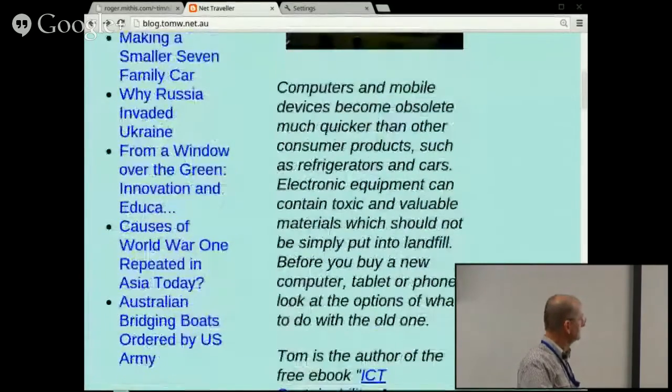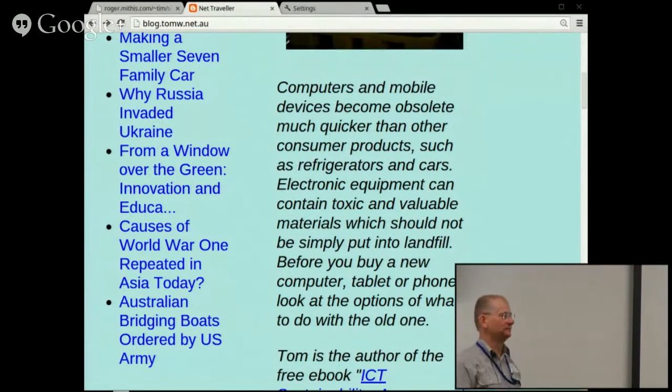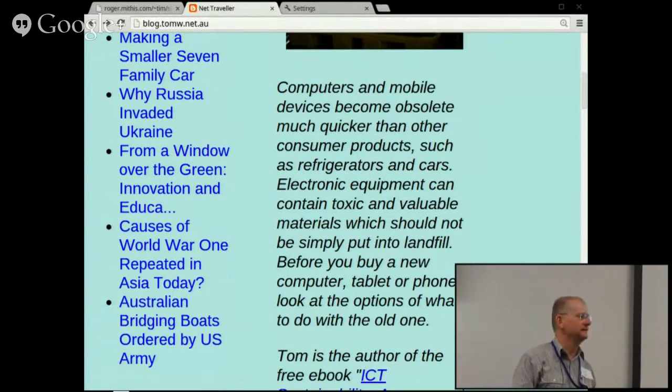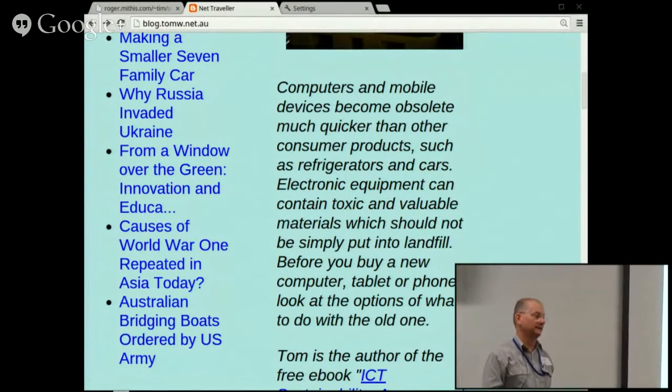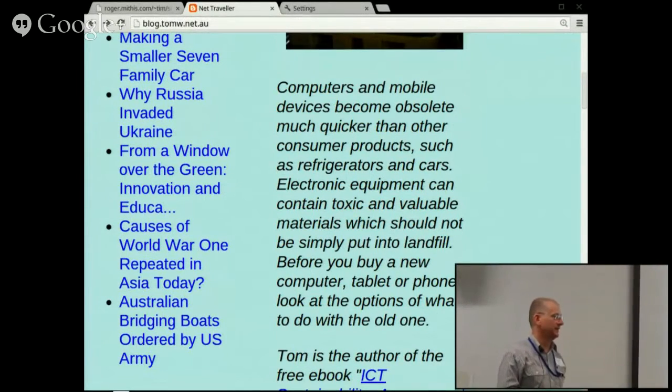So the issue is that computers, mobile phones, all these gadgets become obsolete fairly quickly compared to old-fashioned things we had, like refrigerators designed to last about 10 years. Your computer might last a long time, but the consumer pressure on you is to replace it every 18 months with the new and improved model.